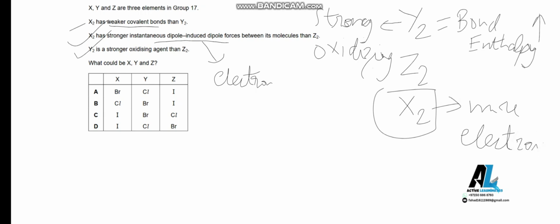So the order will be Y, Z, X. Y is on top. We know that chlorine is on the top, so Y has to be chlorine. Z has to be bromine, and X has to be iodine. So our answer is D for Delta.